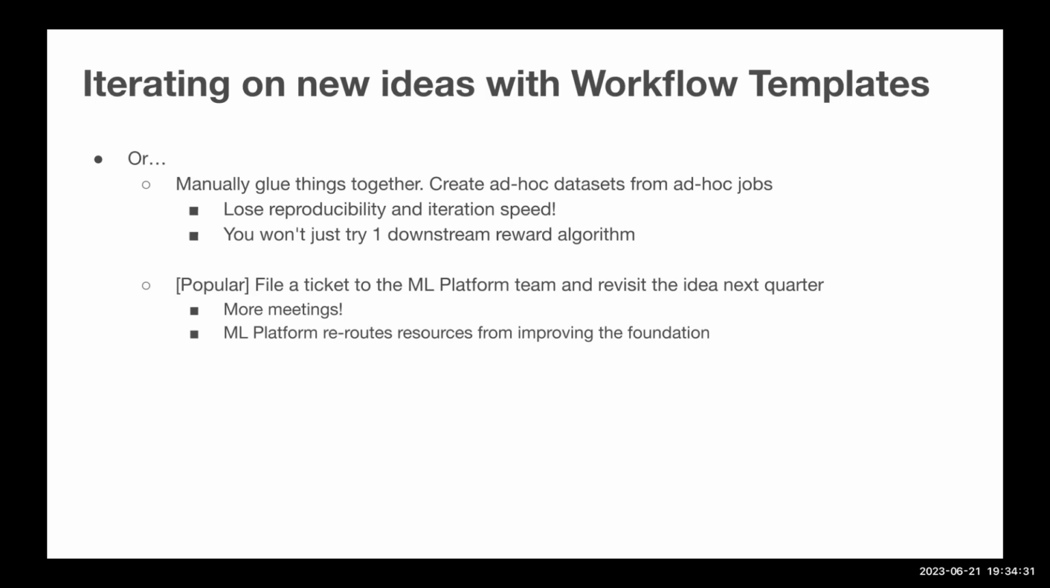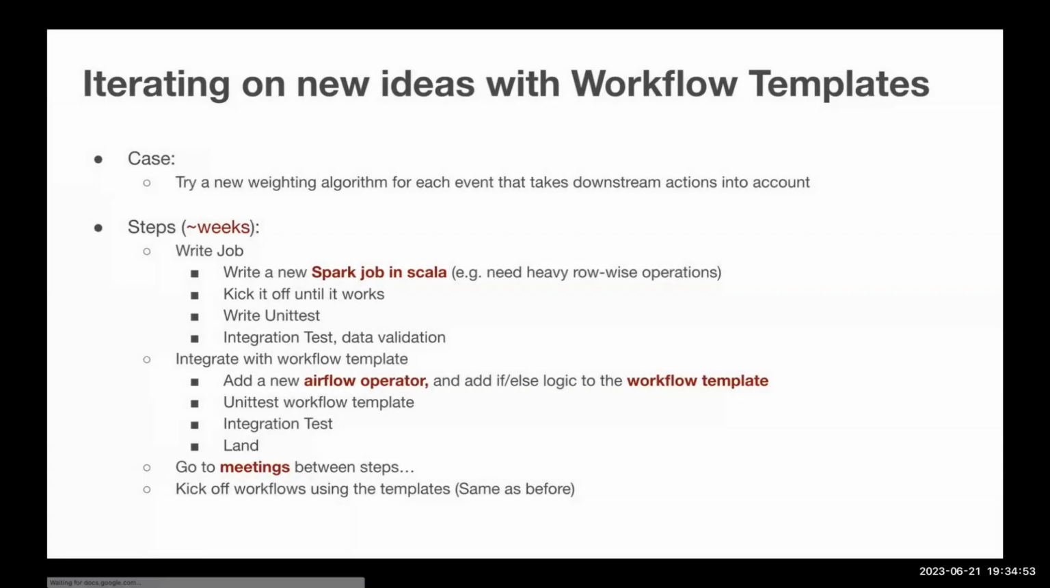But actually, a super popular approach is to file a ticket to ML platform, tell them what you want to do, and you're going to revisit the idea a quarter later or next half. You're going to have more meetings, and the ML platform team's going to have to reroute resources in improving stuff in different parts of the stack. So these are some alternatives, and that's why ultimately we just have to go through all of these steps.